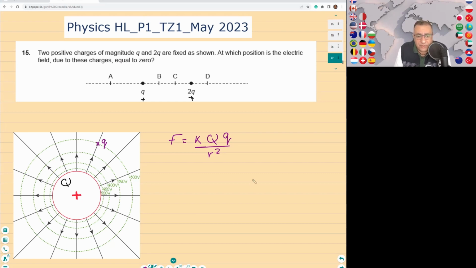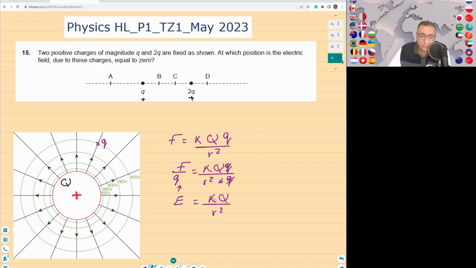Now, if you divide both sides by small q, I have k, Q capital, Q small divided by r squared, but then I divide by q small, so this q small cancels out. And F over q we call big E, which is electric field strength. So electric field strength is now kQ over r squared. It has nothing to do with the small q. It depends only on the charge creating the field and the distance to a certain point in the field.